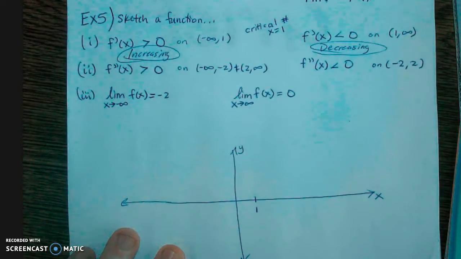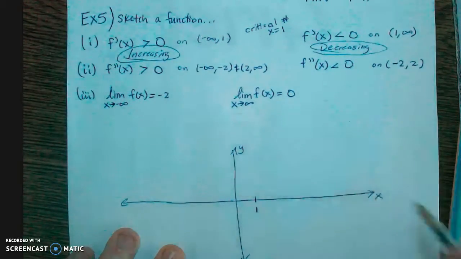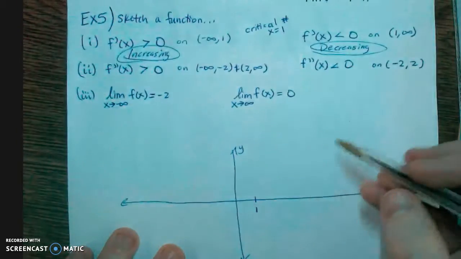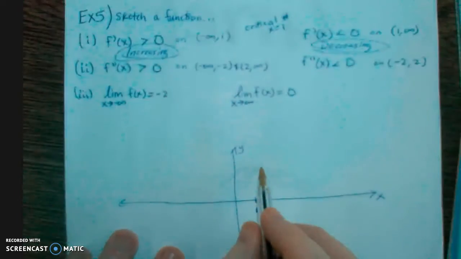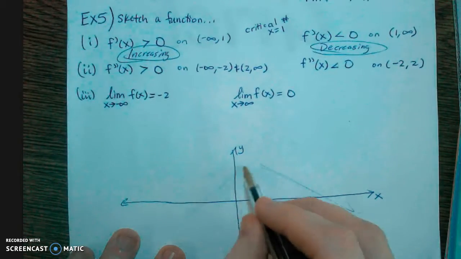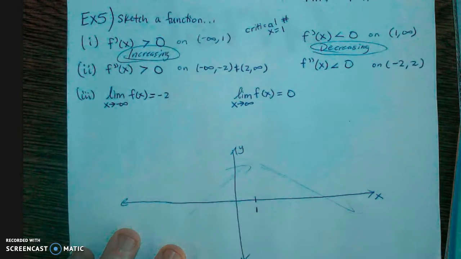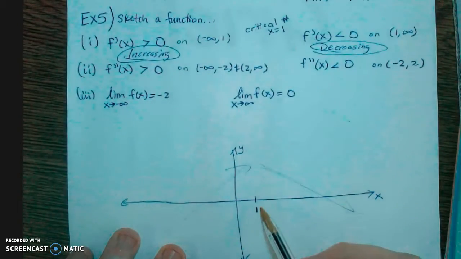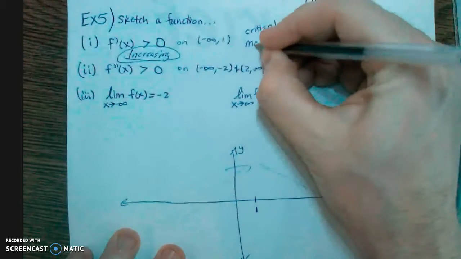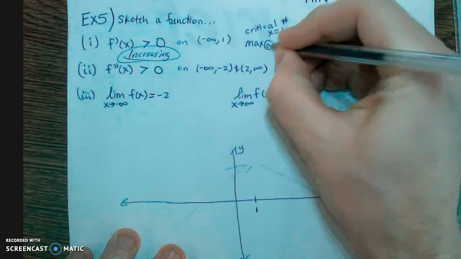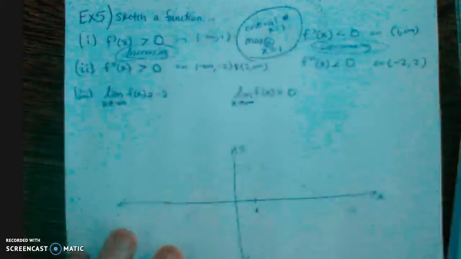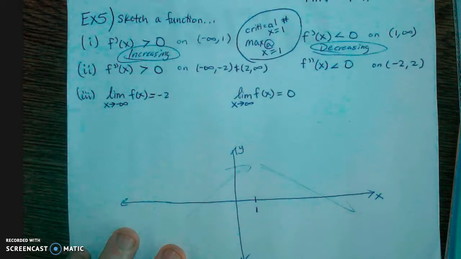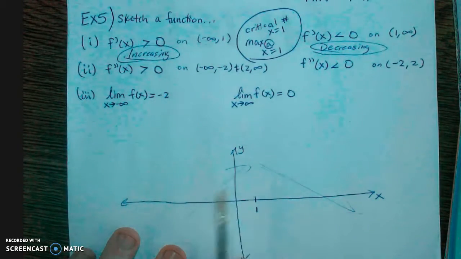So we can generally just kind of sketch something here. It's going to be increasing from negative infinity to 1, and then decreasing. So what does that mean? That means there's a maximum at 1. Maximum at x equals 1. So critical number, and that critical number is a maximum. So we'll keep that in mind, but we don't know for sure what the rest of the graph looks like.